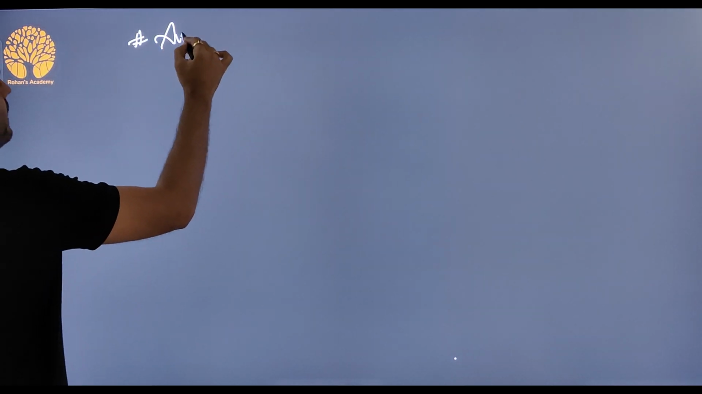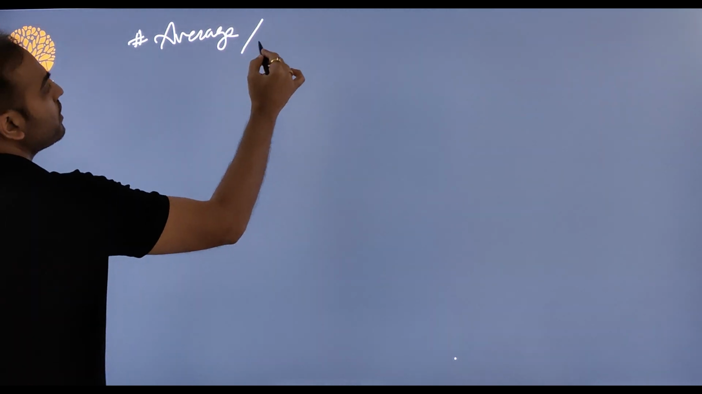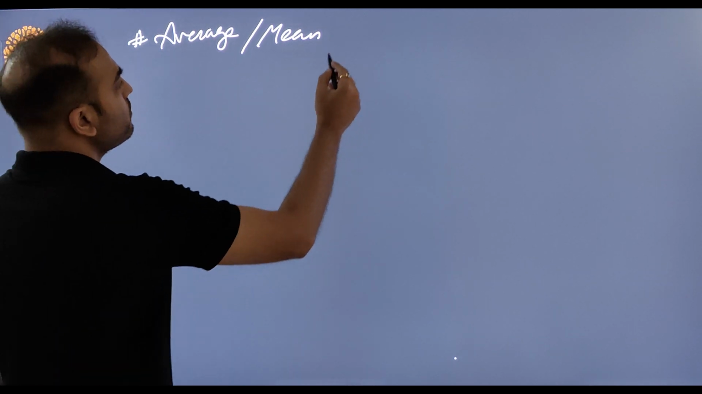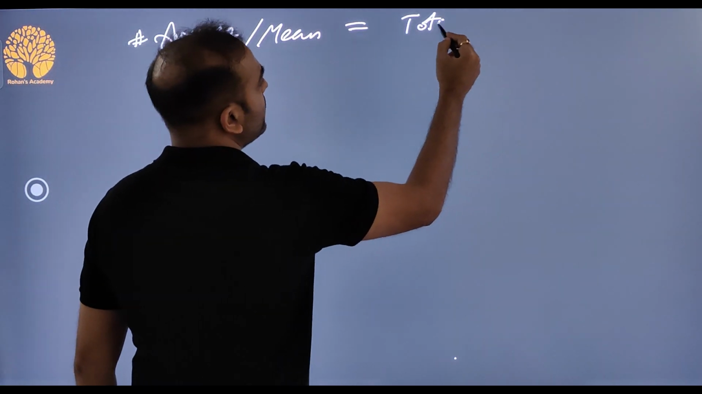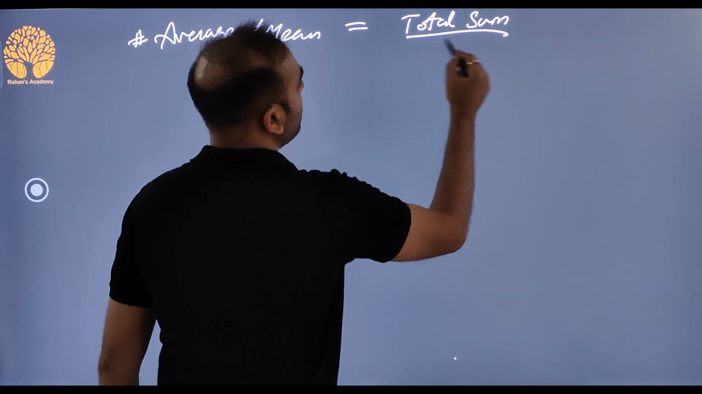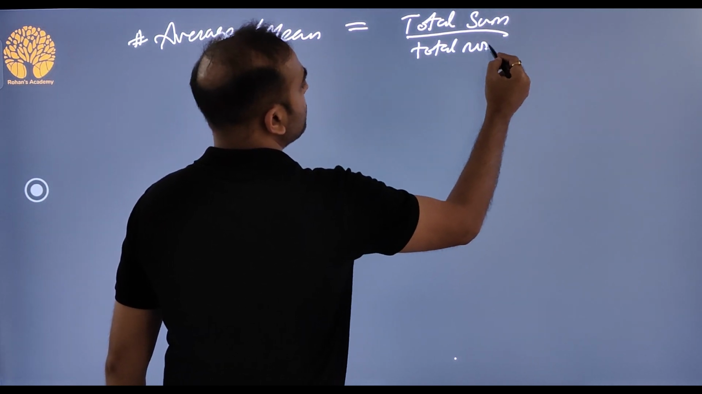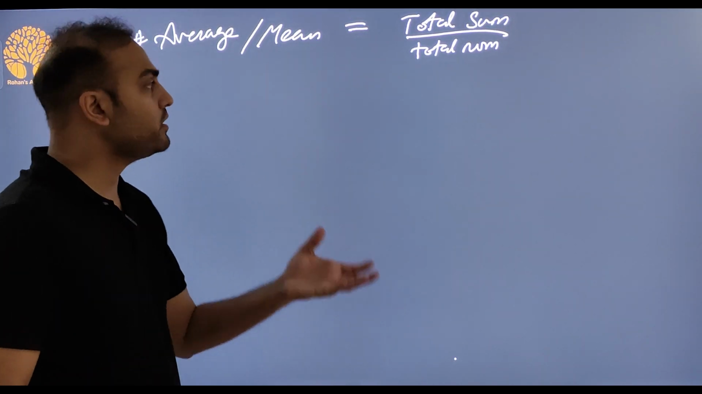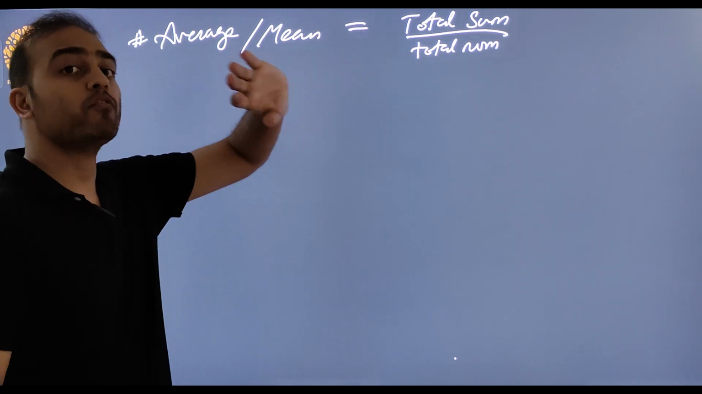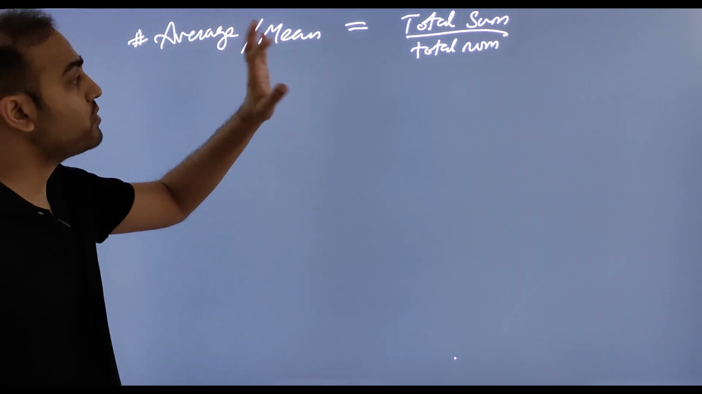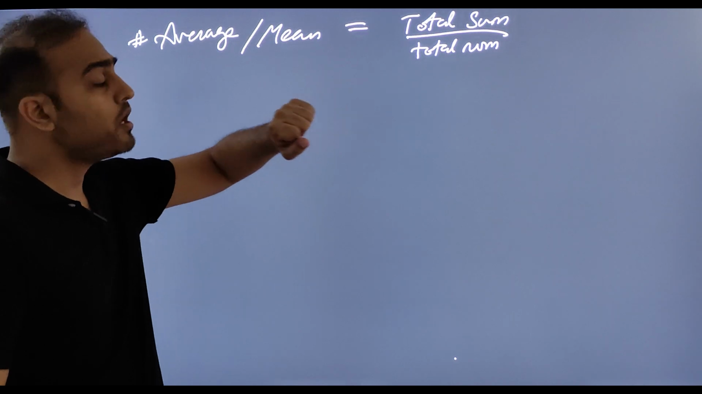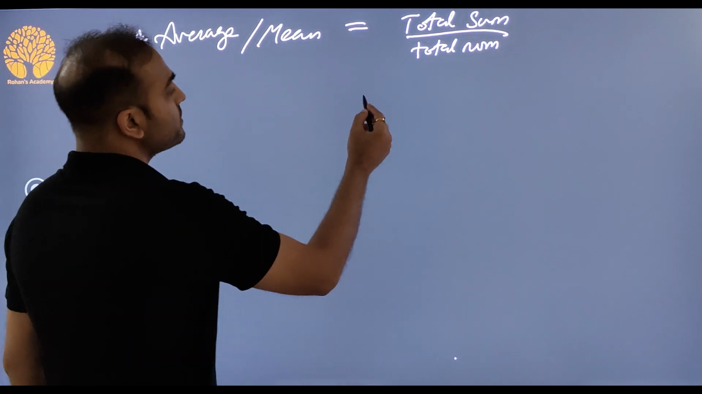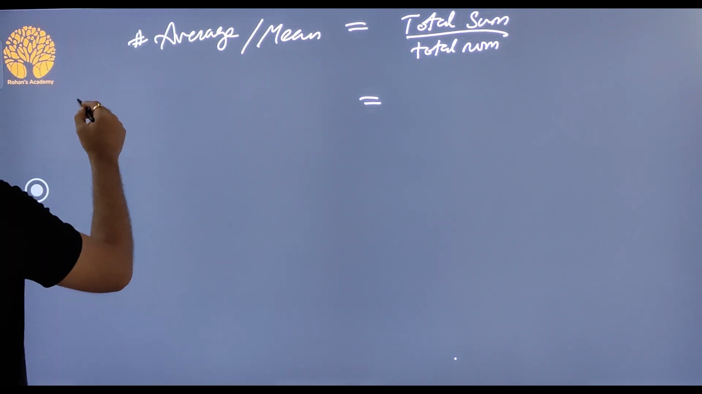Next point is average, or mean, the arithmetic mean of a series. We know average is given by the formula total sum by total number. If any generic series is given, if any random values are given, this is how we find average. We have already covered the average in a previous video. But what if the series is an arithmetic progression?